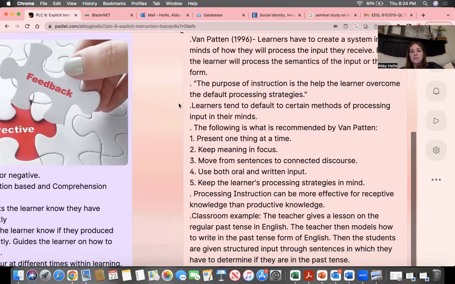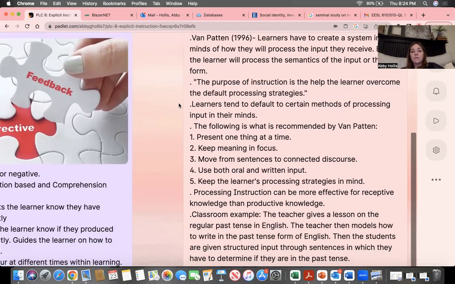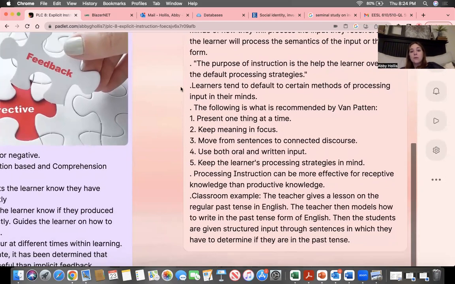And so the book says a really interesting quote. It says the purpose of instruction is to help the learner overcome the default processing strategies. And so I put under here, learners tend to default to certain methods of processing in their mind. And that's so true. We'll tend to default to either just looking at the form or just looking at the words and not have that blend together, or we will default to processing information. Like we said, that fossilization can occur if we process things in the wrong way or in the wrong order, or if we have the complete misunderstanding of what's going on in the L2.